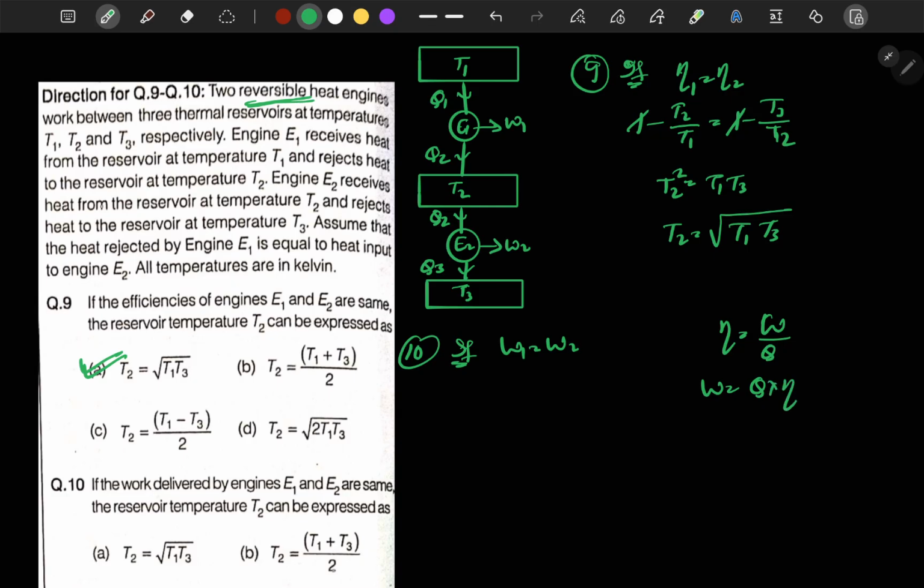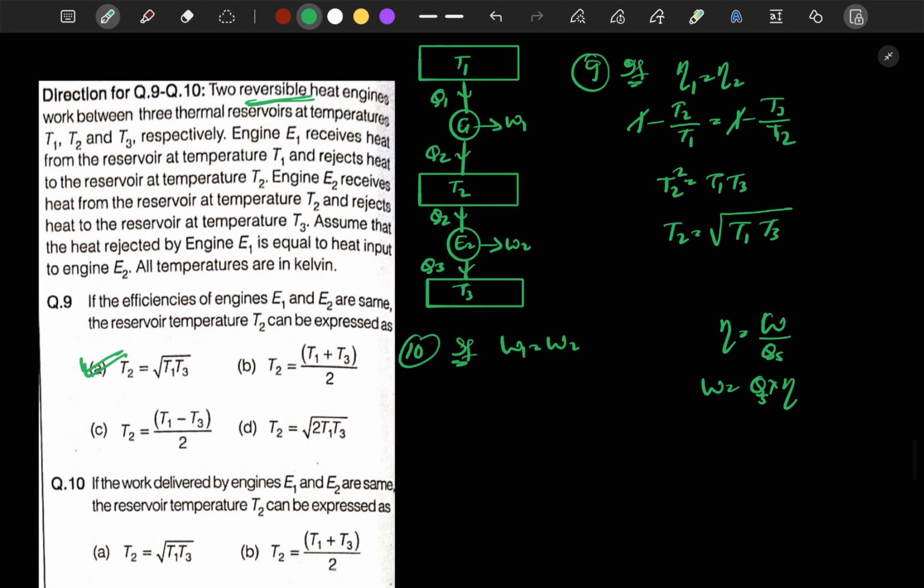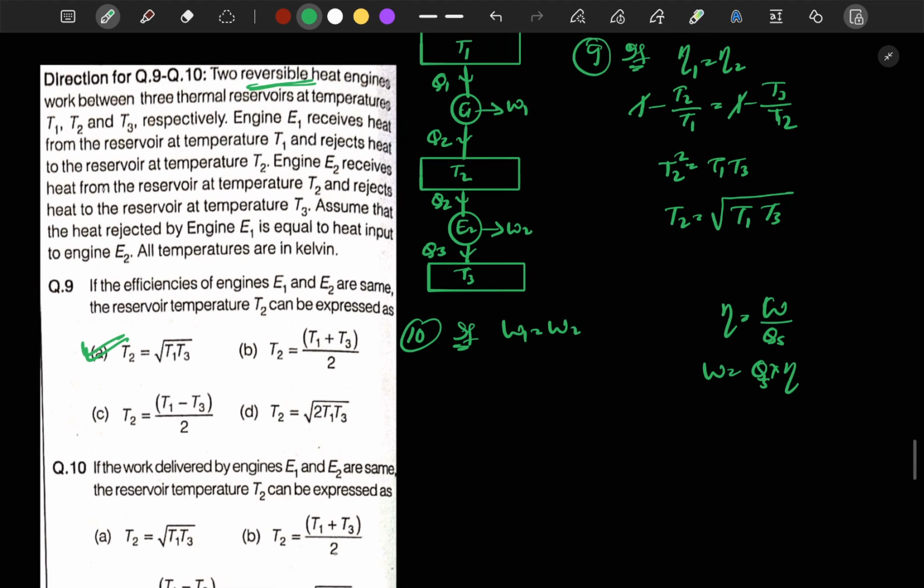Let me think a moment. Q supplied. Okay, now let's see here first. We have been given that W1 is equal to W2, so from here we can write Q1 minus Q2 is equal to Q2 minus Q3. So from here we get Q2 is equal to (Q1 plus Q3) by 2.